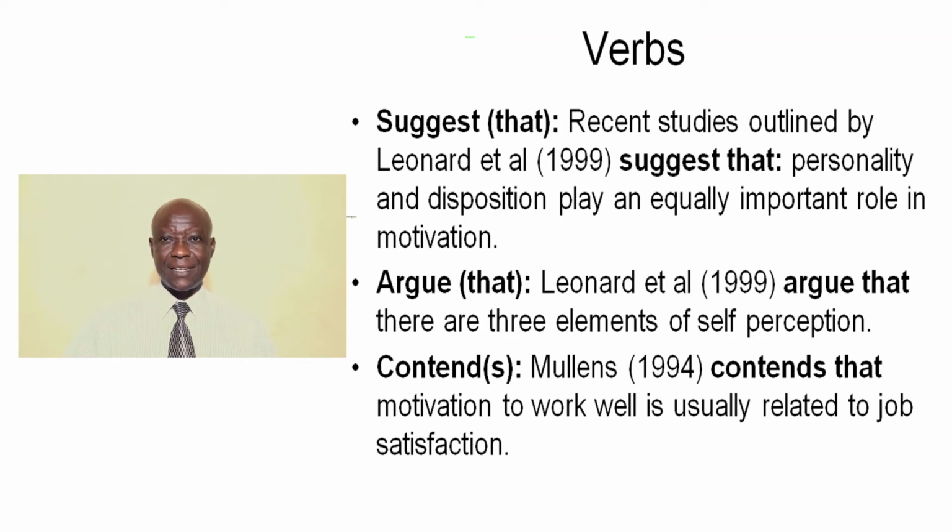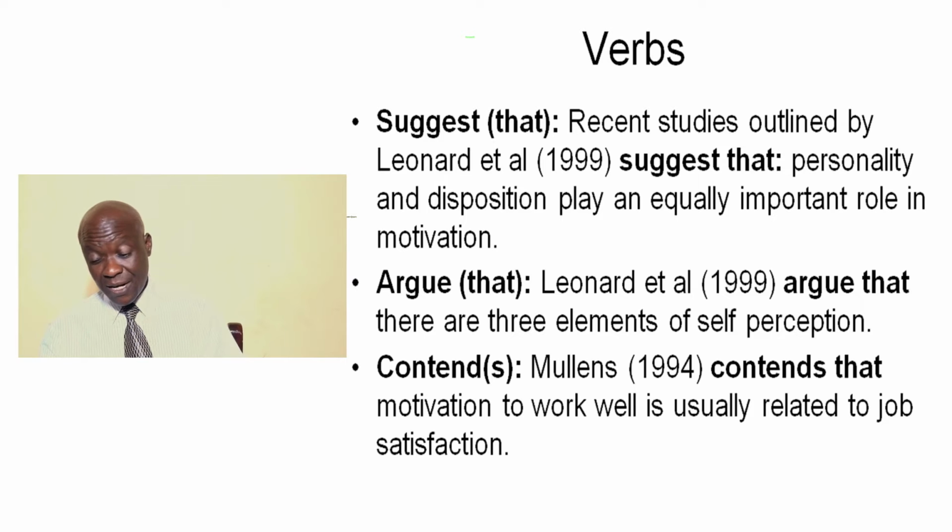1999 suggests that personality and disposition play an equally important role in motivation. That's an example where you have used "suggests." Then you can also use "argue that." Leonard et al. 1999 argue that there are three elements of self-perception. You can also use "contend" or "contends." Mullins 1994 contends that motivation to work well is usually related to job satisfaction, ladies and gentlemen.